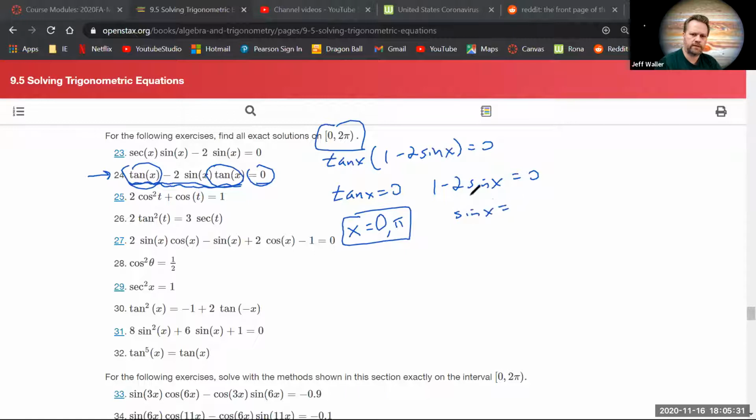So this one will be sine x, subtract 1, divided by 2. So when is sine equal to 1/2? Positive, so it'll be up here. Pi over 6. Or the other reference angle possibility. There's all the answers. So for which problems do you have to put the plus or minus 2k pi?